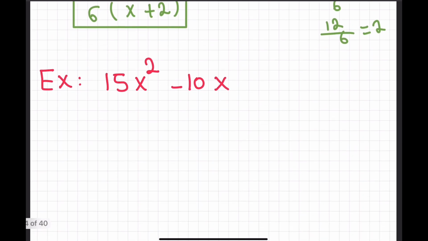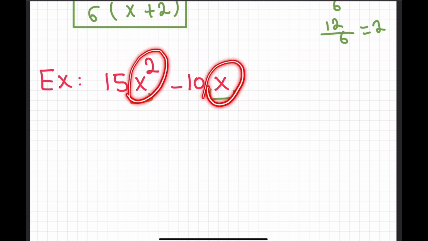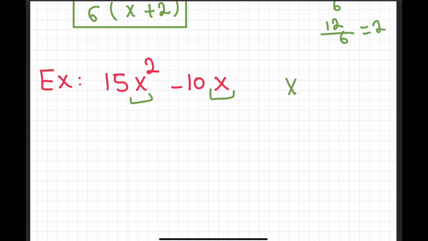In the second example, I have 15x squared minus 10x. What I have to look for is a common variable or common number. Regarding the variable, I have a common variable. This one is to the power of 2, and this one is to the power of 1. So I'm going to use the power of 1 because this is what I have in common. Regarding numbers, I have 15 and I have 10, and both of them are multiples of 5. So what I have in common here is the number 5.